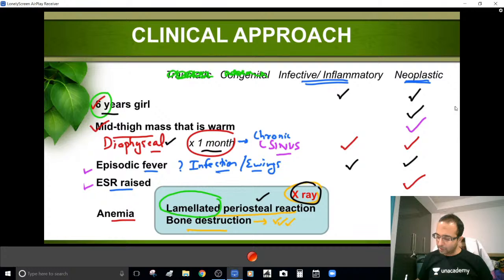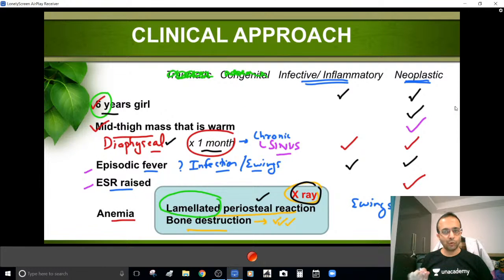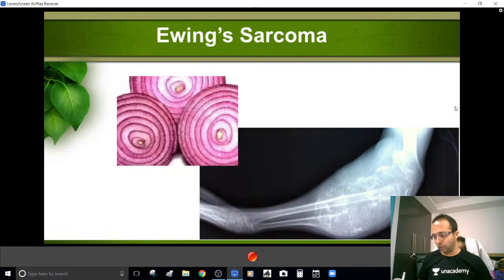But still, if I have to keep a differential, I'll keep both the differentials, but there'll be more chances of Ewing's than the lesion being infective, that is osteomyelitis. But when I look at this biopsy, that just clears to me this is Ewing's. So which means I have to see the bad prognostic factor in Ewing sarcoma. So what would be the answer? Let me just brief you on that.